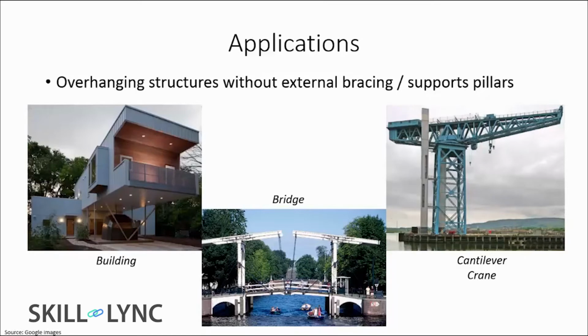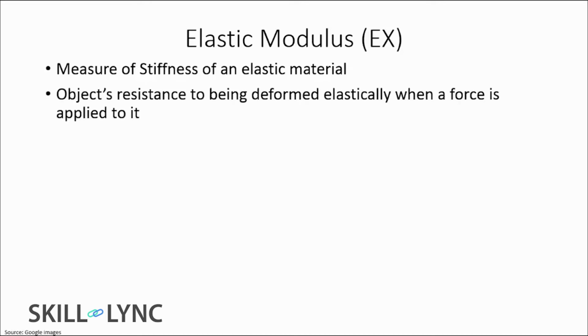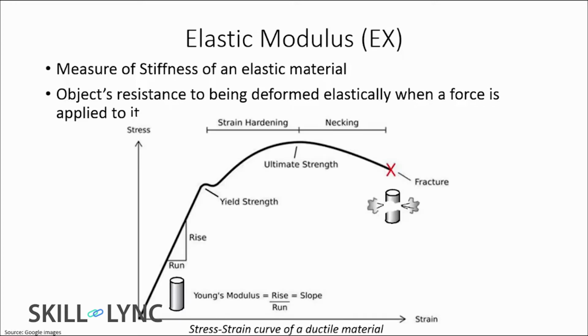Now let's look at two important material properties we'll be using during our coursework. Elastic modulus is represented as EX in ANSYS. Young's modulus, or modulus of elasticity, is a measure of stiffness of an elastic material. It is a number that measures an object or substance's resistance to being deformed elastically, that is, non-permanently, when a force is applied to it. It is also defined as the slope of its stress-strain curve in the elastic deformation region. Elastic modulus is a quantitative measure of how much something wants to return to its original shape and size.